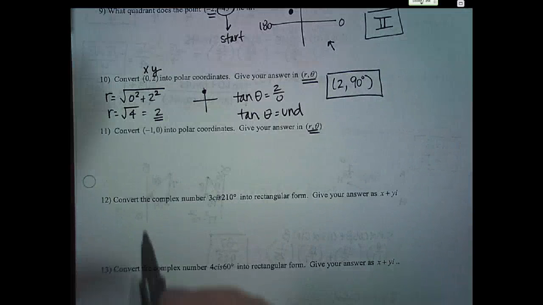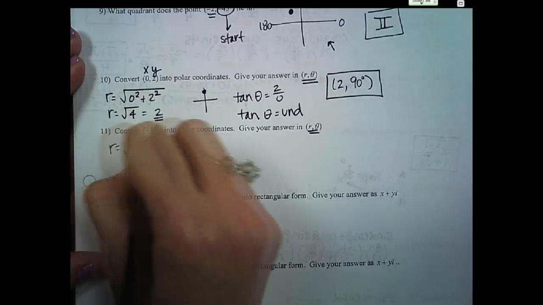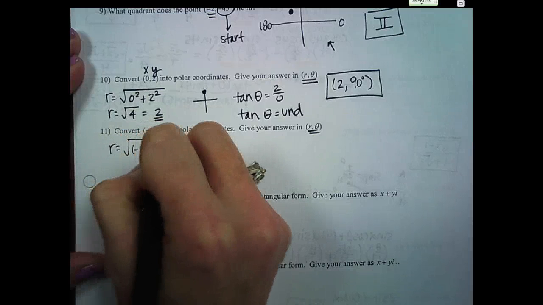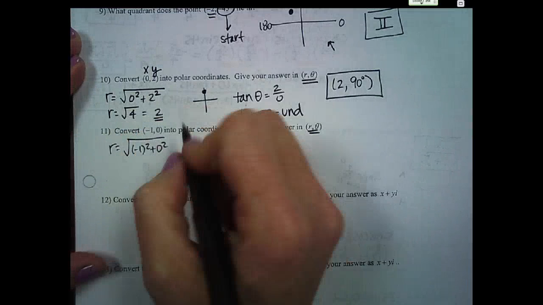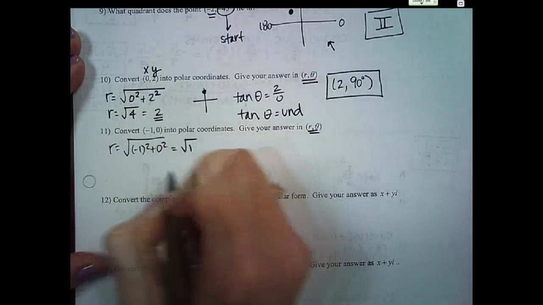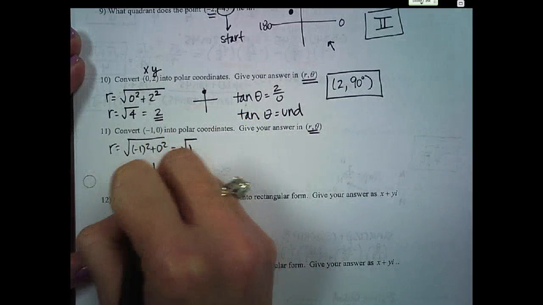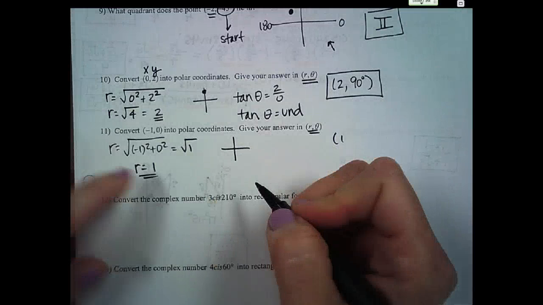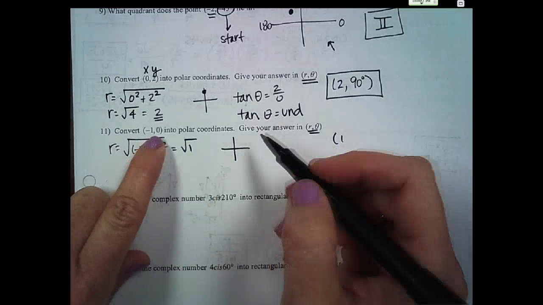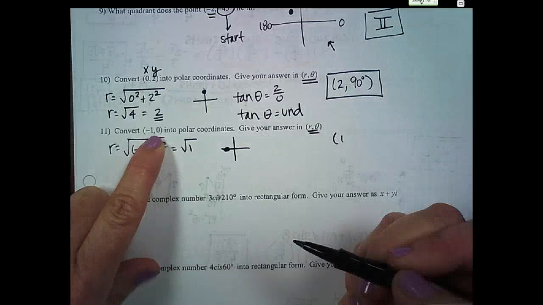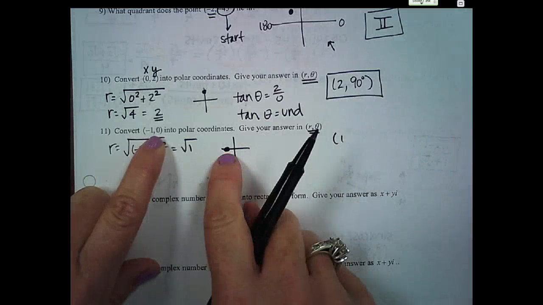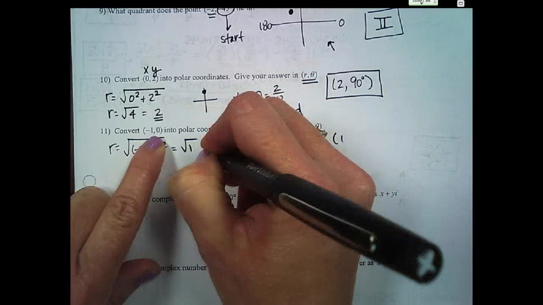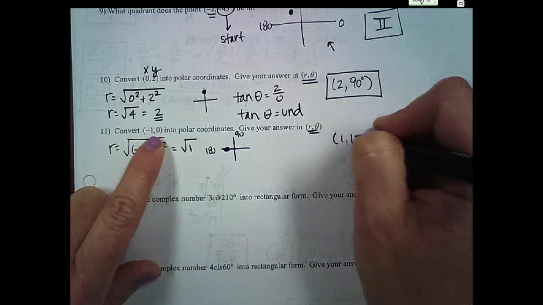Okay, so R equals the square root of -1 squared plus 0 squared. And -1 squared is 1. So you get the square root of 1. Well, what is the square root of 1? 1. So R is 1. Now for theta, you can usually just look at the picture if it has 0 in it. So -1, 0 falls right here. What degree is that? It's 90, this is 180. So it's 180 degrees.